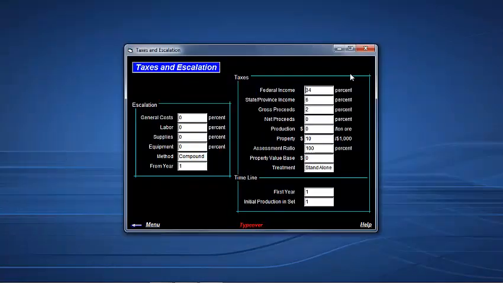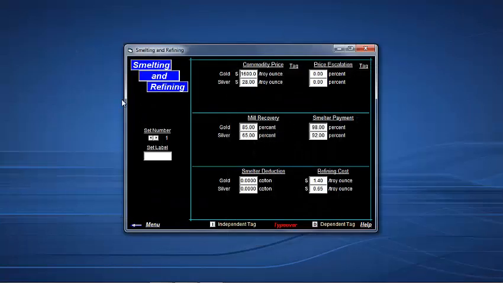And then taxes, of course. Federal income, state income, provincial income taxes. You can see what's available. As I say, these are mostly based on US, but can be adjusted to reflect tax considerations almost worldwide. Escalation can be entered here if you want to include escalation in your analysis. Labor, supplies, and equipment costs can be escalated separately or as one group, and as a general cost. I should go back here and point out that prices can also be escalated separately here.